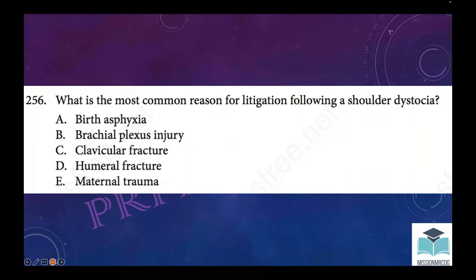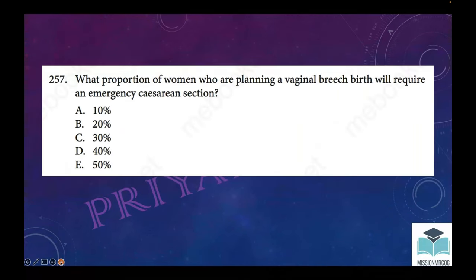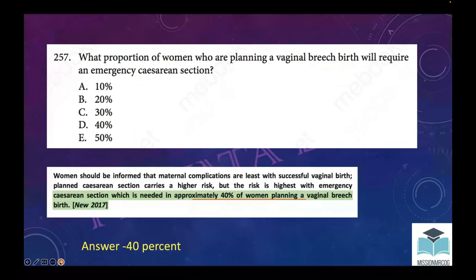Ranking plexus surgery, ma'am. Yes. So if the patient has a breech presentation and is planning a vaginal breech birth, how many of them would require cesarean section? 40%. Yes. So if the breech presentation is there after 39 weeks, how many times is the perinatal morbidity increased in vaginal birth compared with elective cesarean section?